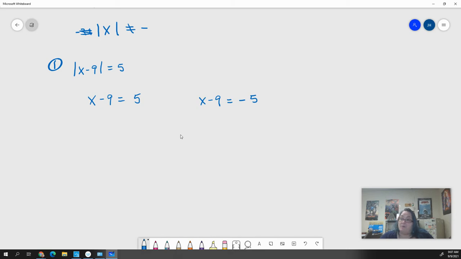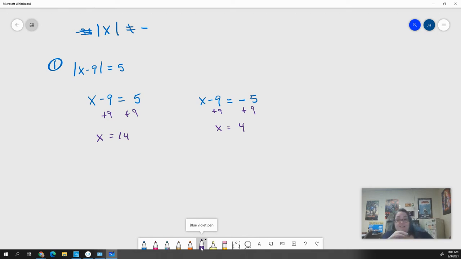So here we just have to solve this for x, right? So we're going to go ahead and add 9 to both sides, and we're going to get x equals 14. Here we're going to do the same thing. We're going to add 9 to both sides, and we're going to get x equals 4. These are my 2 solutions, 4 and 14.